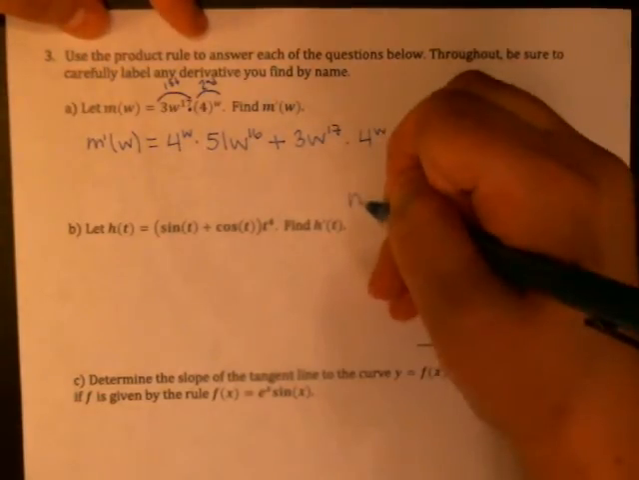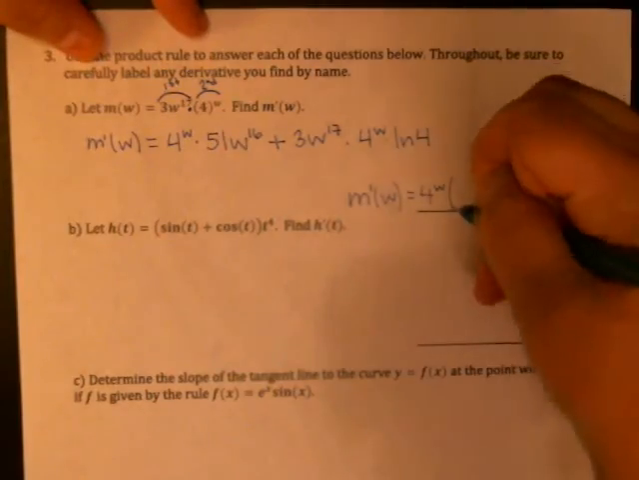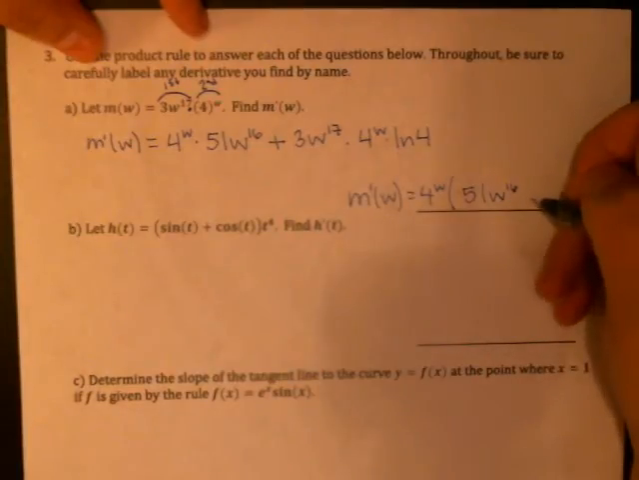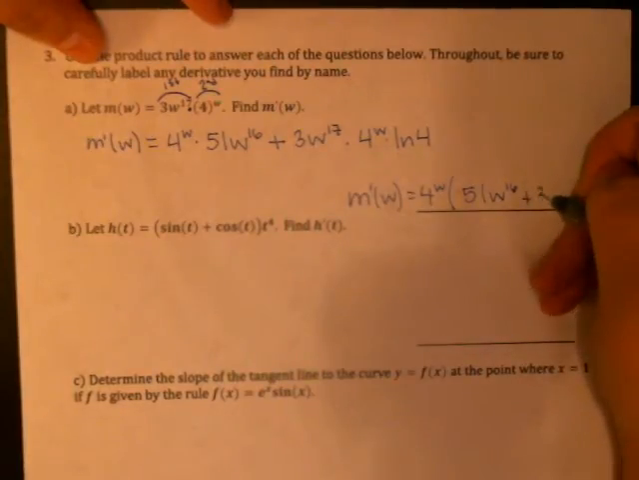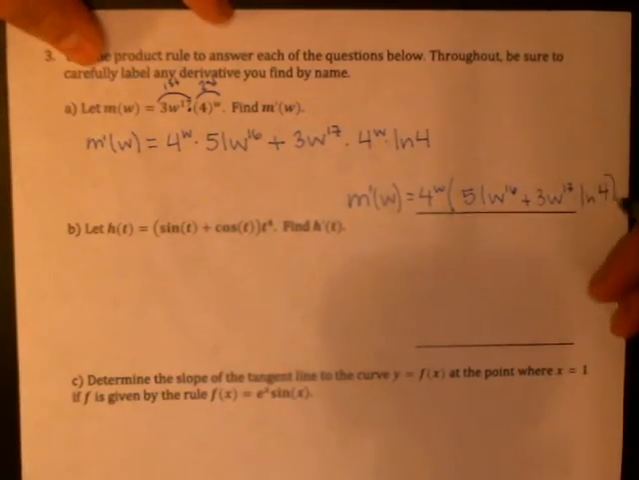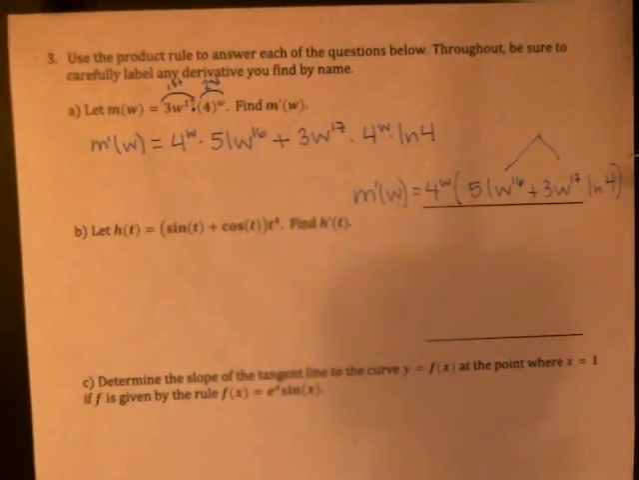If you'd like to, you can do the factoring for practice. Factor out a 4 to the w, and we're left with a 51 w to the 16 plus 3w to the 17. Oh, I'm being silly. Times the natural log of 4. If you're going to factor, you could also factor out w to the 16 and a 3 even. You could factor out a whole bunch of stuff. So I just factored out a 4 to the w, but you could do even better.